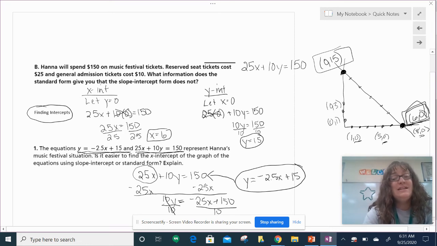So, is it easier to find the x-intercept using standard form or slope-intercept form? I would say probably standard form is easier to find the x-intercept. What if I want to find the y-intercept though? Is it easier to use the standard form or slope-intercept? You know, it's not so hard to find it using standard form. However, slope-intercept form, remember, the y-intercept is part of the problem. So it's right there in front of us.